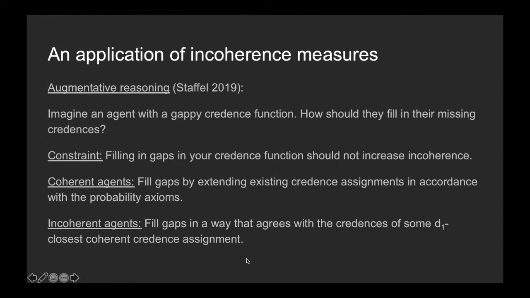So here is one application of incoherence measures that I talk about in my book, and that gives us an inspiration for our strategy for the conditionalization property that we're after. What I talk about in the book is this type of reasoning that I call augmentative reasoning. And what you're imagining is just an agent who doesn't have a fully filled in credence function. There are certain propositions or sentences that they can entertain, but they haven't thought about what credence to assign to it yet. And then the question is, well, how should they fill in their missing credences?